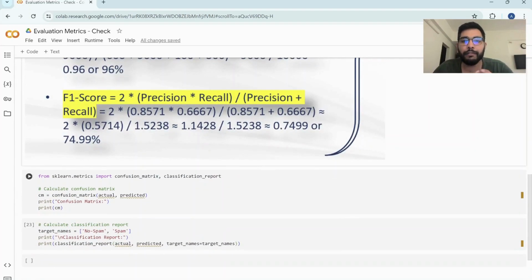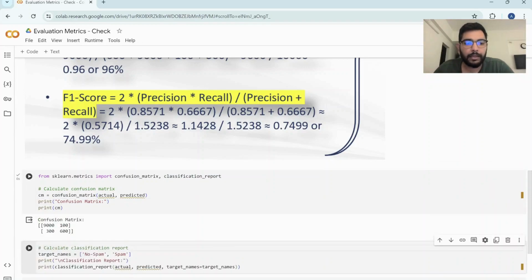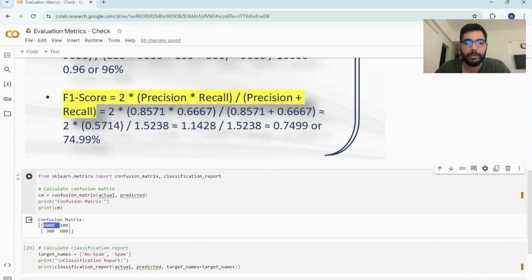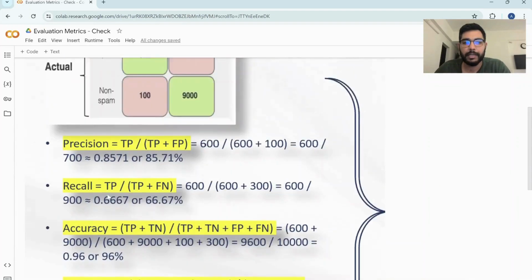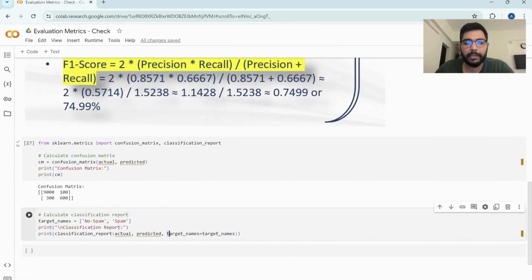Now that we have the actual and predicted, we'll import the confusion matrix and classification report from the sklearn library and try to print the confusion matrix. Confusion matrix essentially over here is 9,100, 300, and 600. It'll match with our confusion matrix. Just over here, the axes are flipped, but it essentially is the same: 9,100, 300, and 600. Seeing it over here, 9,100, 300, and 600. It matches, right?